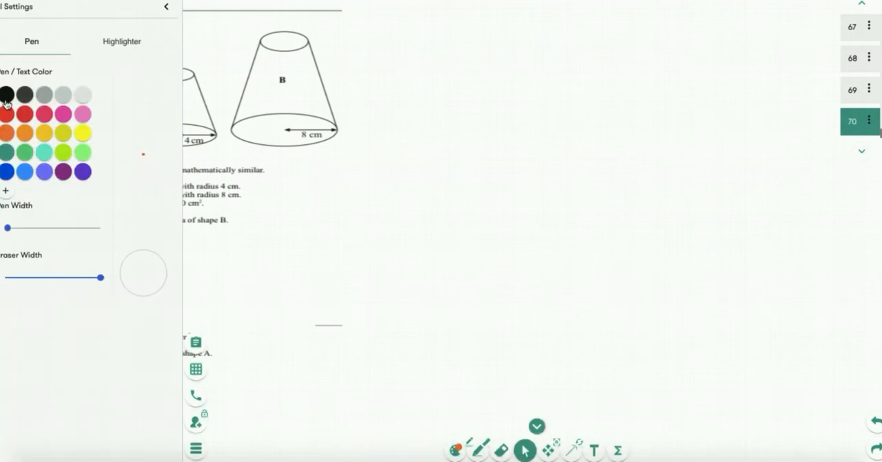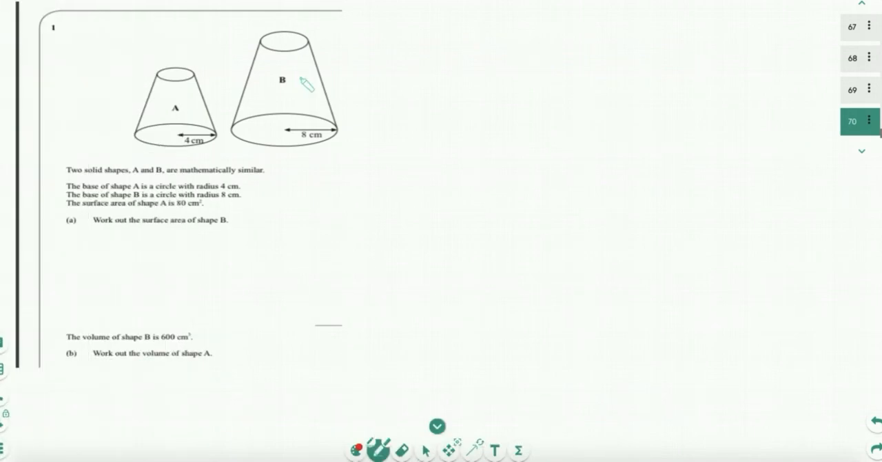Okay, so I see two shapes, and it tells us they're similar. So straight away, shapes, they're similar. It's all going to be all about scale factors. So we know both, and we know the area of this shape is 80, and we're being asked to find the surface area of shape B.